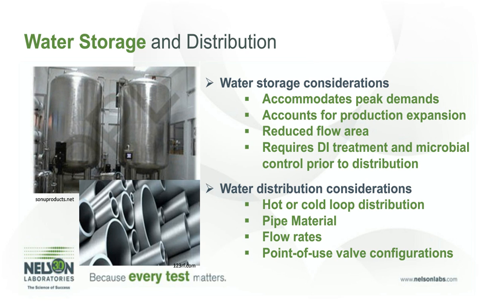With regards to the distribution loop, considerations of hot versus cold loop distribution should be made, as well as the piping material and flow rates. Point of use valve configurations should be carefully considered as well, as an inappropriate or improper valve might be linked to fouling at that point of use.